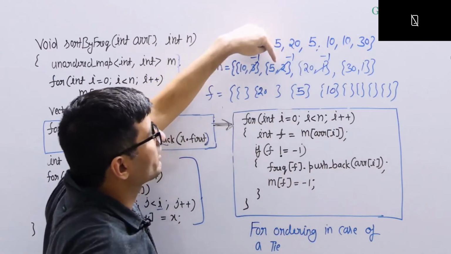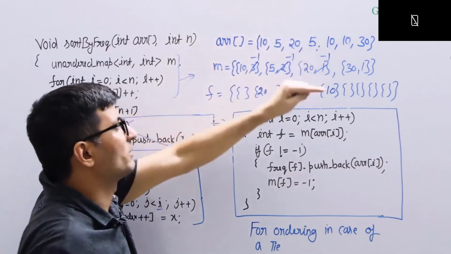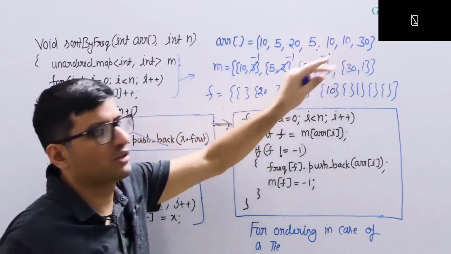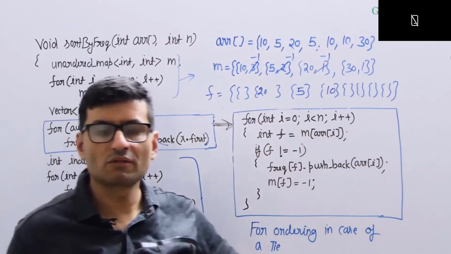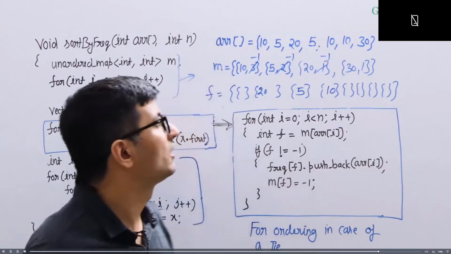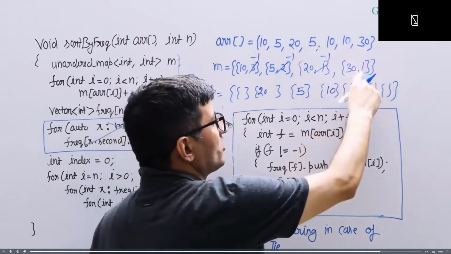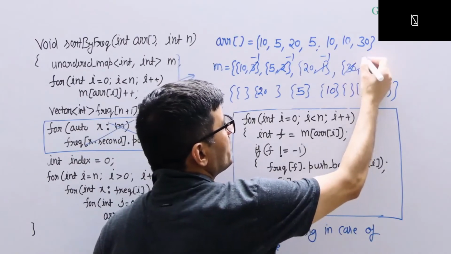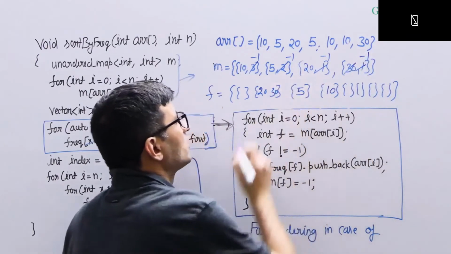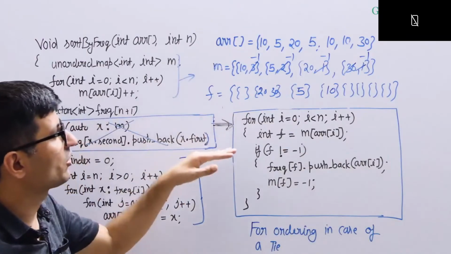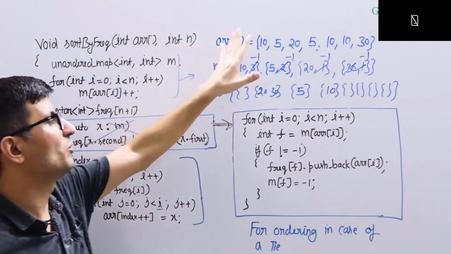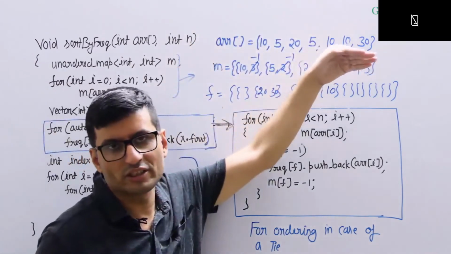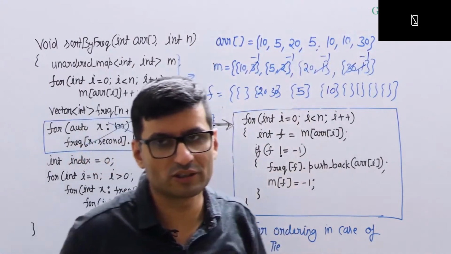We come to 5 and 5's value is -1 in the map, so we don't pick it again. We come to 10 and 10. These two 10s are also not picked again because their values in the map are -1. Then we come to 30. It's not -1, so we put it into the frequency array and we change it to -1. This way, we ensure that in case of a tie, we get the elements in the order as they appear in the original array, as their first appearance in the original array.